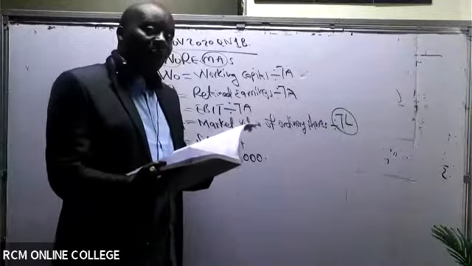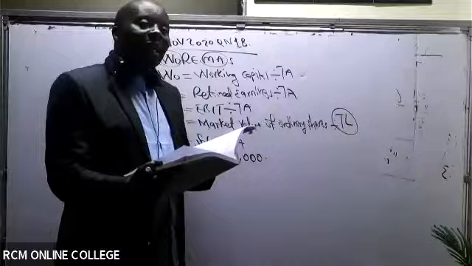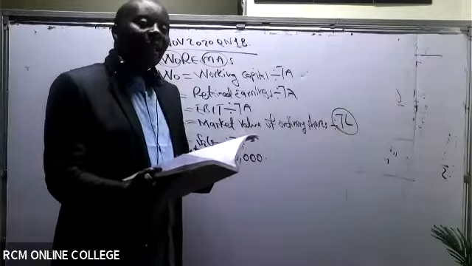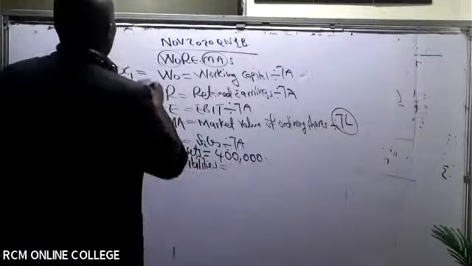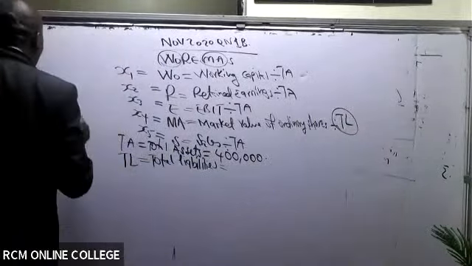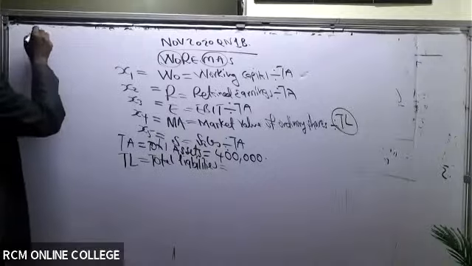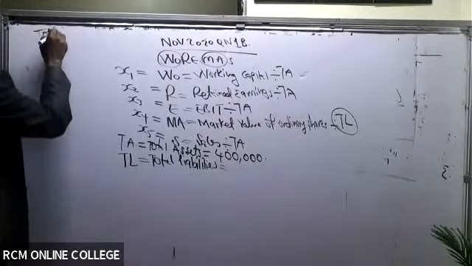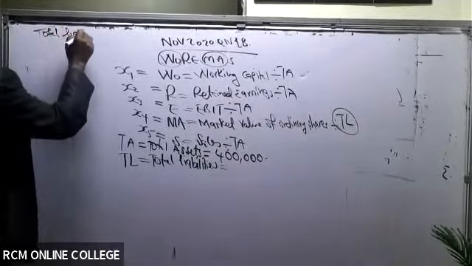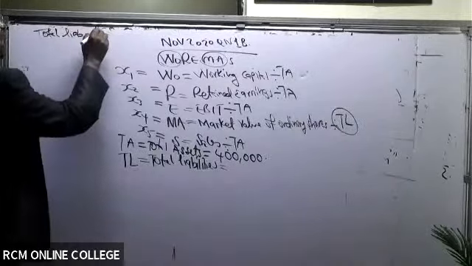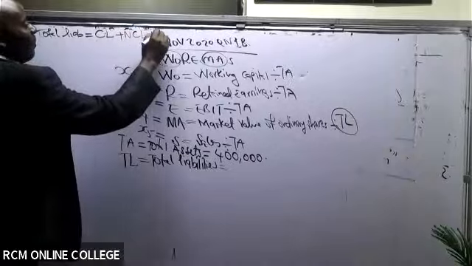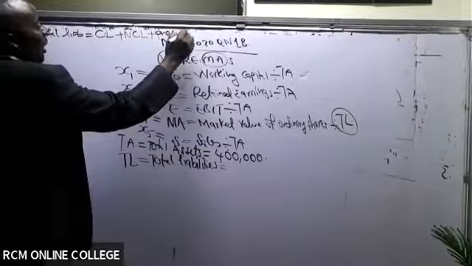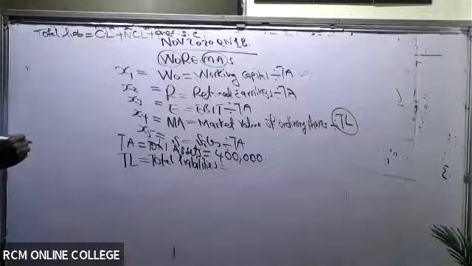When we are looking at total liabilities, we normally take the current liabilities plus non-current liabilities plus preference share capital. Allow me to write that here. Anytime they want us to give them total liabilities, we normally take current liabilities plus non-current liabilities plus preference share capital. That is the formula. That is the total liability.